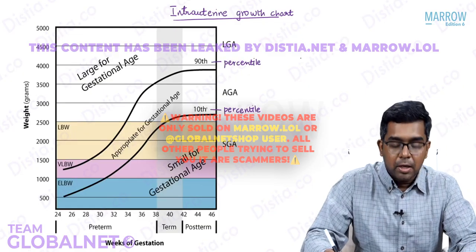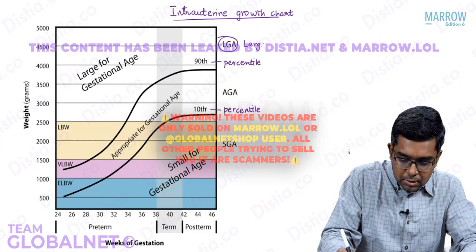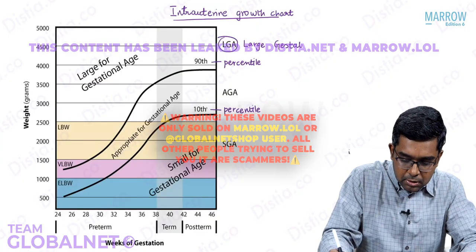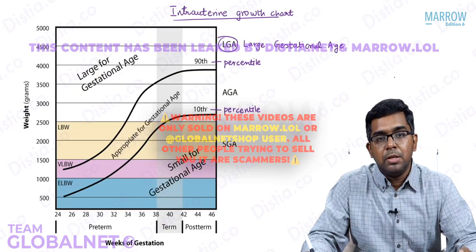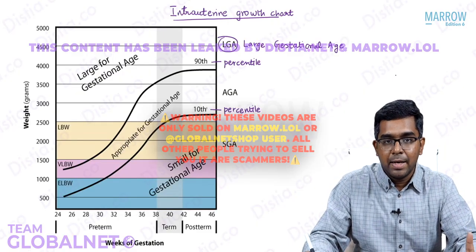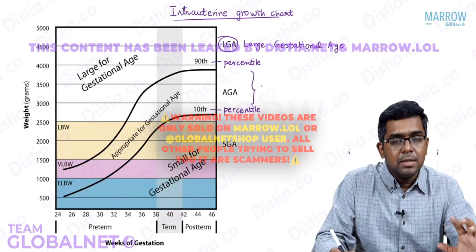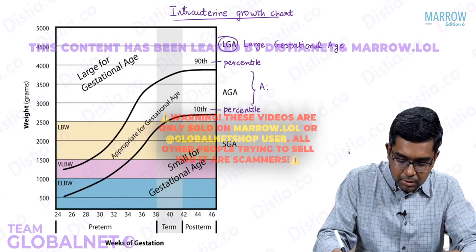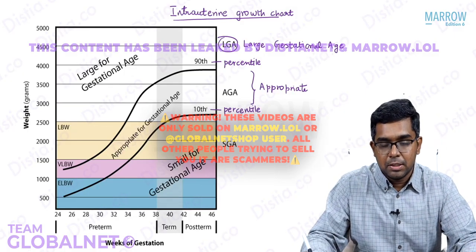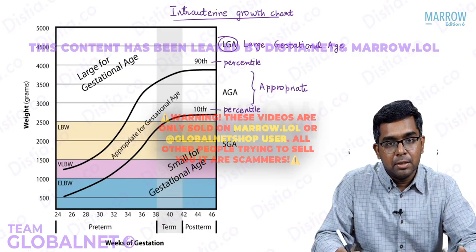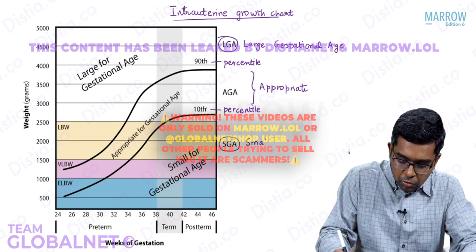Any value of weight above the 90th percentile is called LGA, which is nothing but large for gestational age. L stands for large, G stands for gestational, and the A stands for age. So it's called large for gestational age. Any baby whose weight is more than the 90th percentile is called an LGA baby. Any baby whose weight is between the 90th percentile and the 10th percentile is normal, or what we call AGA, which is appropriate for gestational age. A here stands for appropriate for gestational age. And any value which is below the 10th percentile is called an SGA baby. Here S stands for small for gestational age.